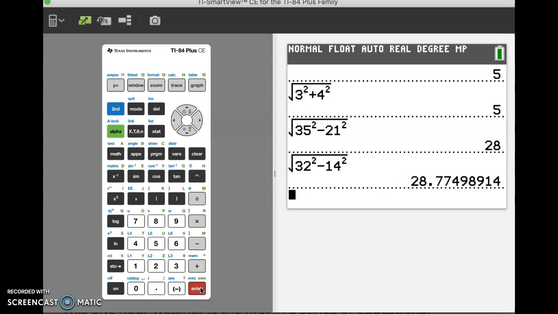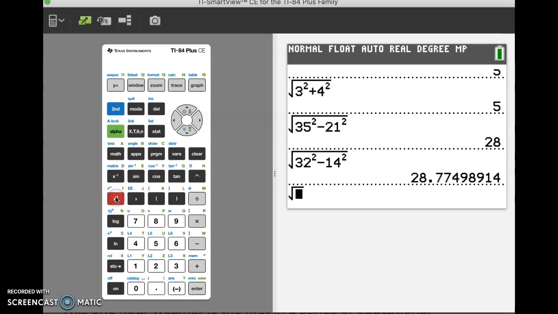28.774, and depending on which decimal place you want to take it out to, that's how you're going to decide what to write. So notice that this works with any numbers to give you a missing side or a missing hypotenuse. And notice how second x squared works to give you the square root symbol.